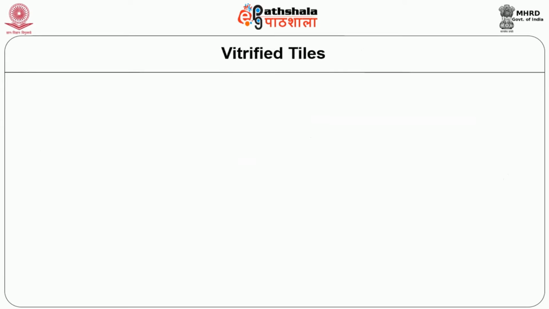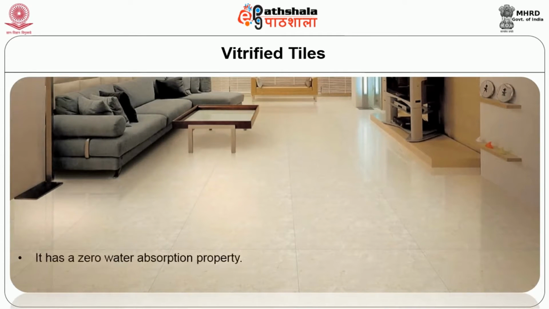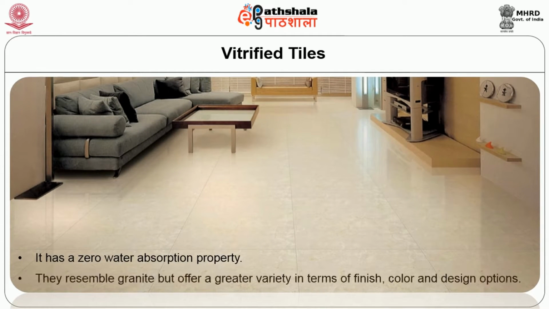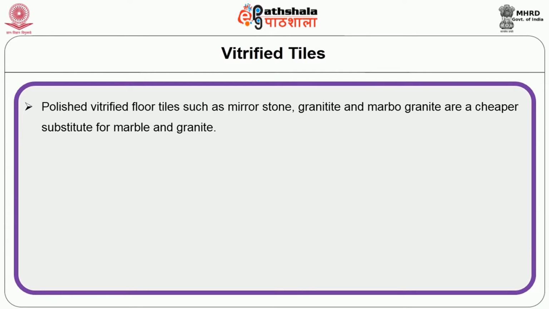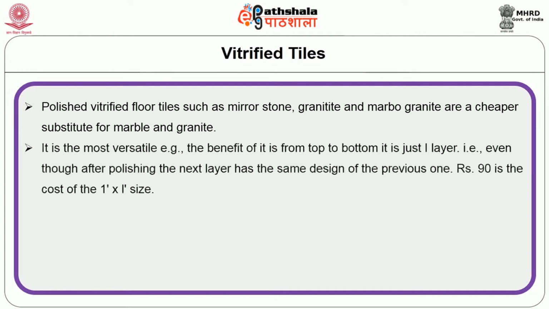The next one would be Vitrified. Vitrified has a zero water absorption property. They resemble granite but offer a great variety in terms of finish, color and design options. Polished vitrified floor tiles such as mirror stone, granite and marble granite are cheaper substitutes for marble and granite. It is the most versatile. For example, the benefit of it is that from top to bottom, it is just one layer. That is, even after polishing, the next layer has the same design as the previous layer.